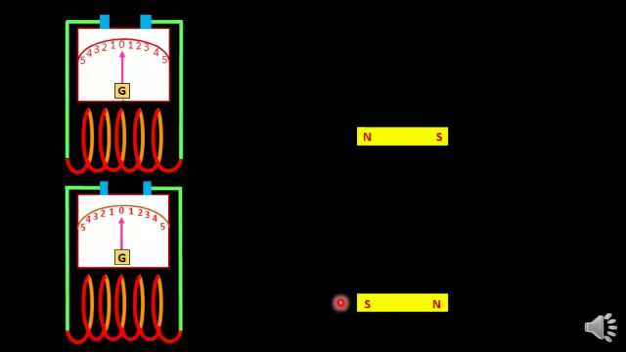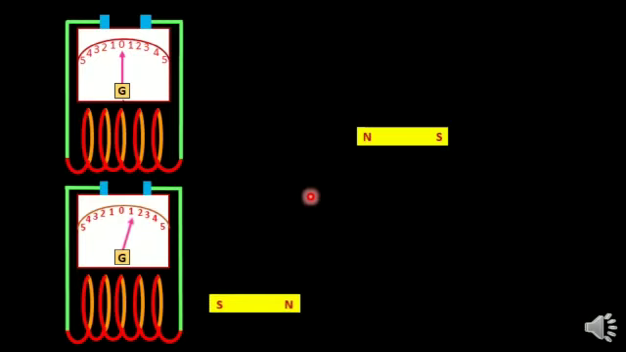Let us see what happens if the south pole of the magnet faces the coil. When the magnet moves into the coil, the galvanometer needle shows deflection towards the right side, showing the presence of current in the coil. When the magnet is stationary, the galvanometer shows zero deflection, indicating no current in the coil.